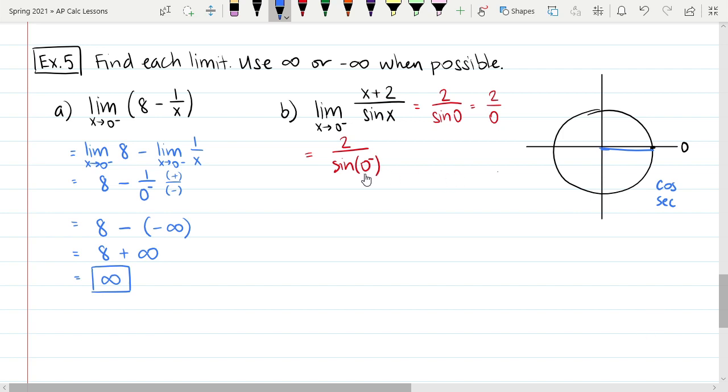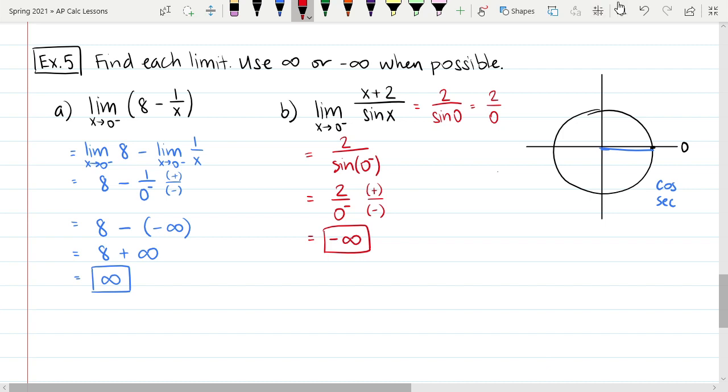So because we're approaching 0 from the left, we are in quadrant 4. So sine of something close to 0 is going to be close to 0, but it's going to be negative because we're in quadrant 4. So this is going to become 2 over something slightly less than 0. So I've got a positive divided by a negative, and that does give me a negative infinity.